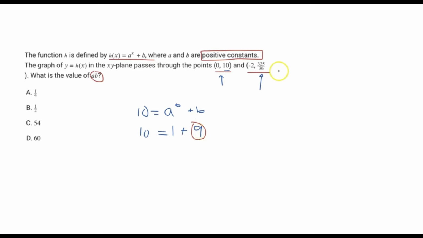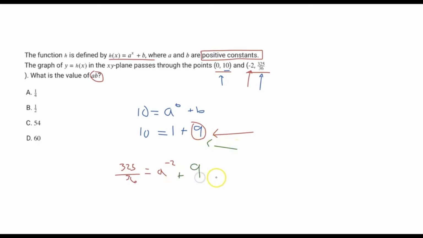Now what we want to do is tackle the second part. So the second part here is negative 2 comma 325 over 36. So let's see what we can do here now that we know what the b value is. So we know the output is going to be 325 over 36. So 325 over 36. And we want to set this equivalent to just our general form a to the x. So a, we don't know what that is. X here, in our case, right here it says it's negative 2. So negative 2. And we already found the b value from our previous journey up there. So that's going to be plus 9.